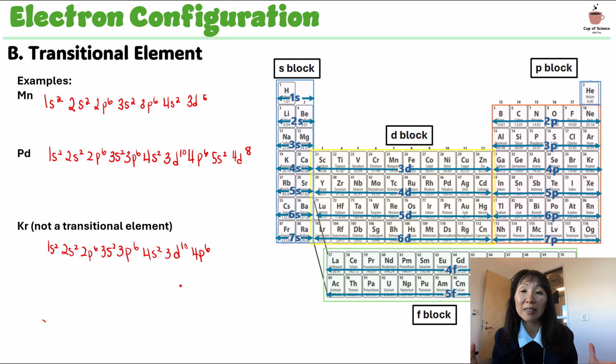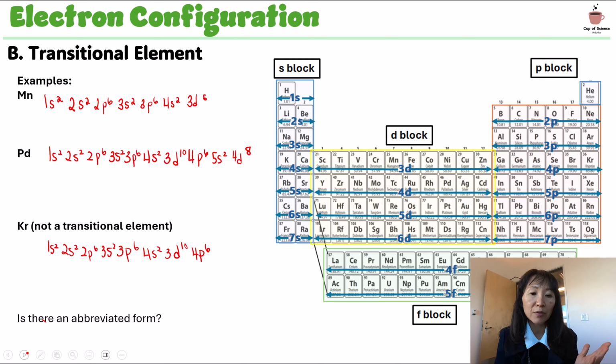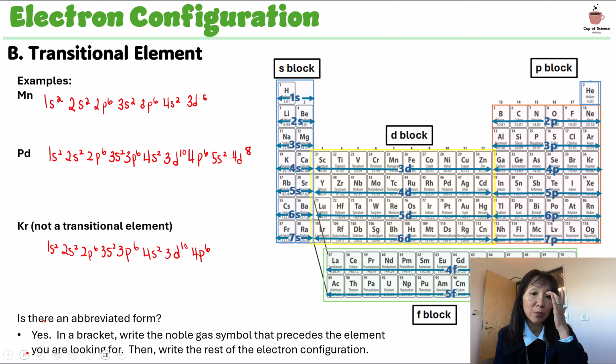Now to write this all the time, especially say you're looking for radon, you're going to have to write a whole lot just to get to that very last portion. There is an abbreviated form, okay? And in the abbreviated form, you write the noble gas. You look at the noble gas right before the element hits.